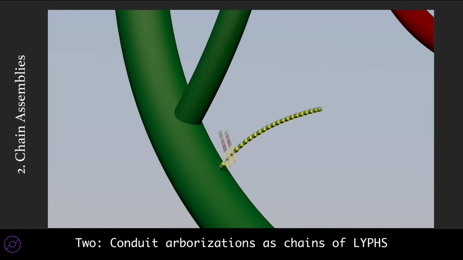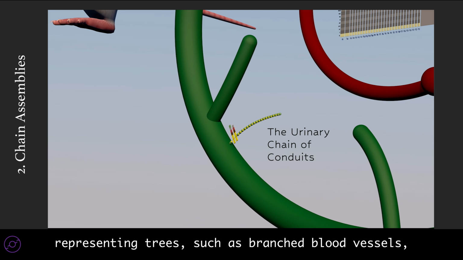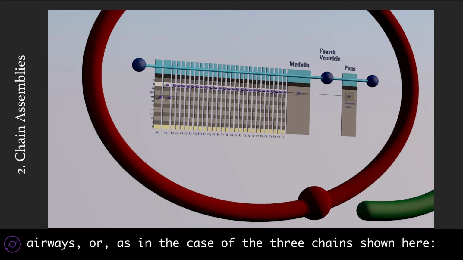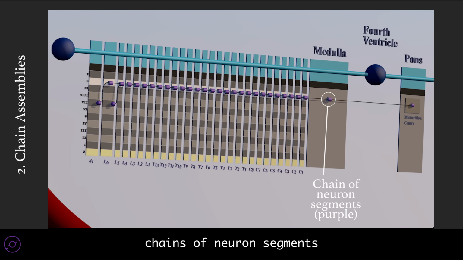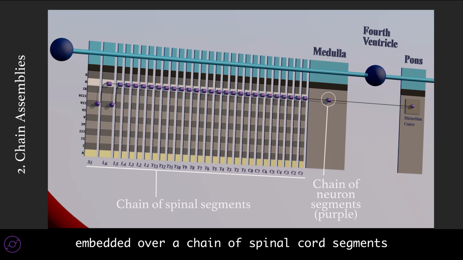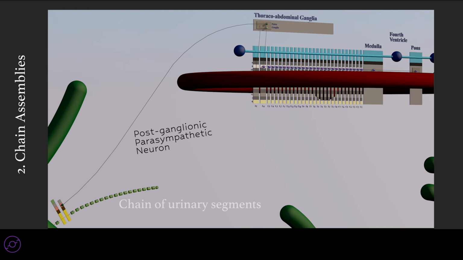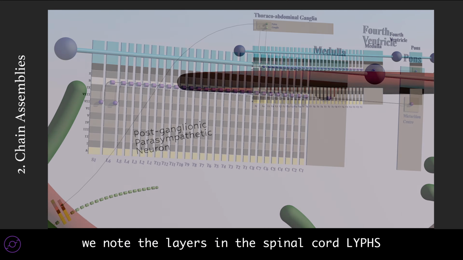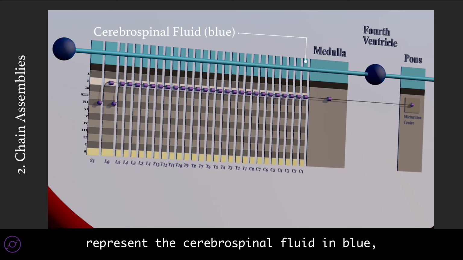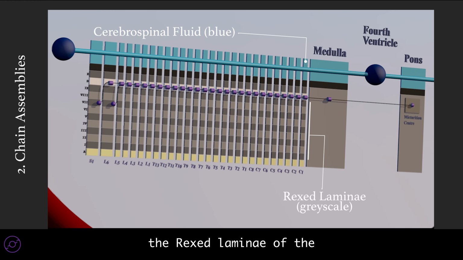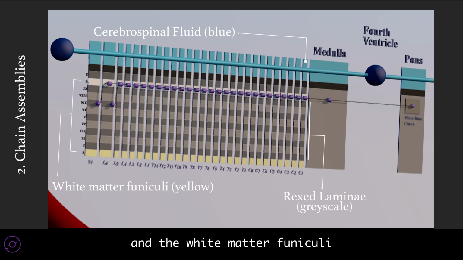2. Conduit arborizations as chains of lyphs representing trees, such as branched blood vessels, airways, or as in the case of the 3 chains shown here, chains of neuron segments embedded over a chain of spinal cord segments as part of the circuitry innervating the urinary chain. And for clarification, we note the layers in the spinal cord lyphs represent the cerebrospinal fluid in blue, the Rexed lamina of the gray matter in grayscale, and the white matter funiculi in yellow.